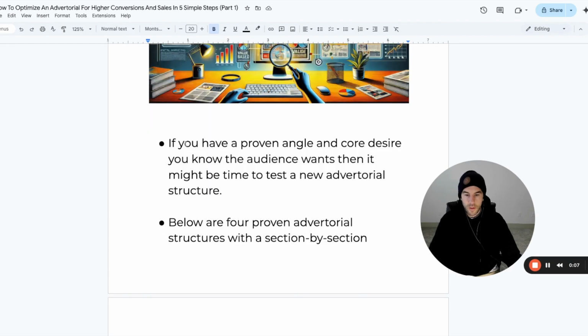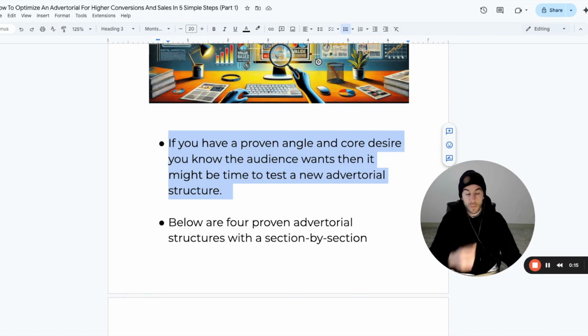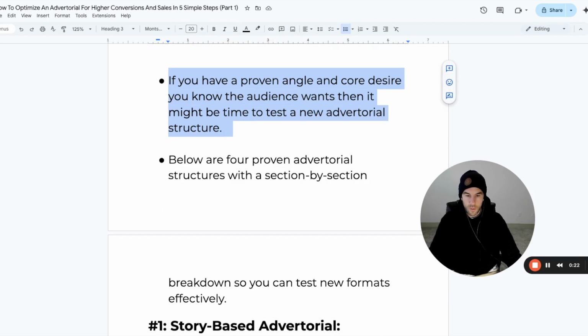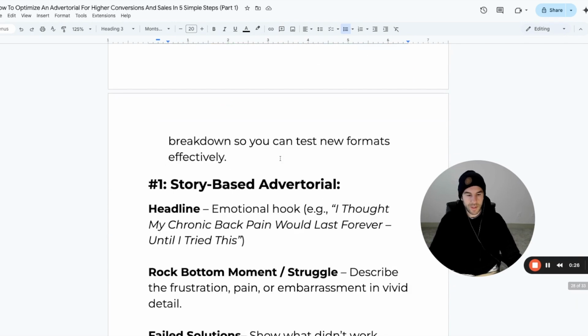So if you have a proven angle and a proven core desire that you know the audience wants, then it might be time to test an entirely new advertorial structure. And one of the best things is that a lot of the times you can just take the copy and modify it slightly and fit it into a new structure. So below are 4 proven advertorial structures with a section by section breakdown so you can test the new formats really effectively.